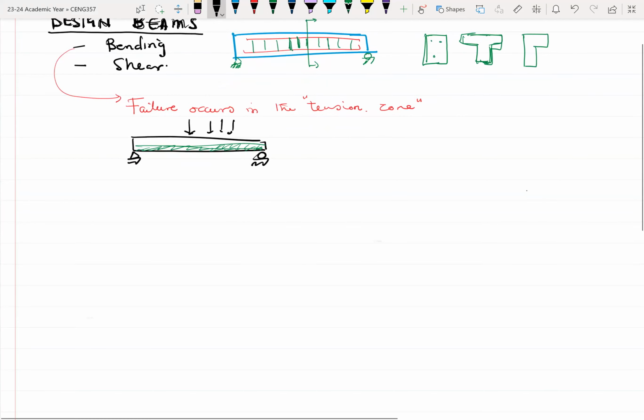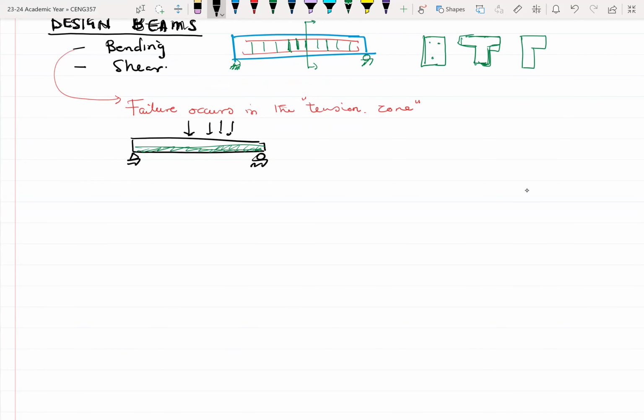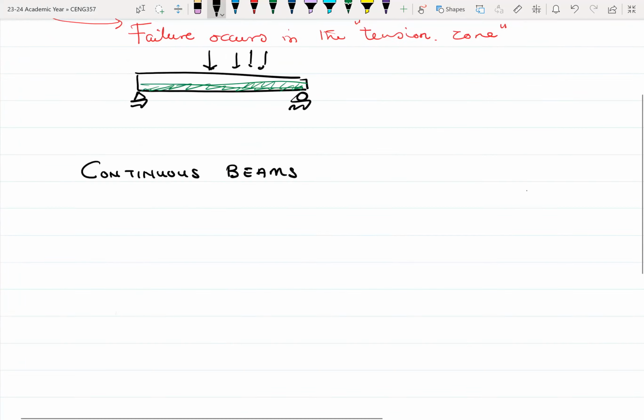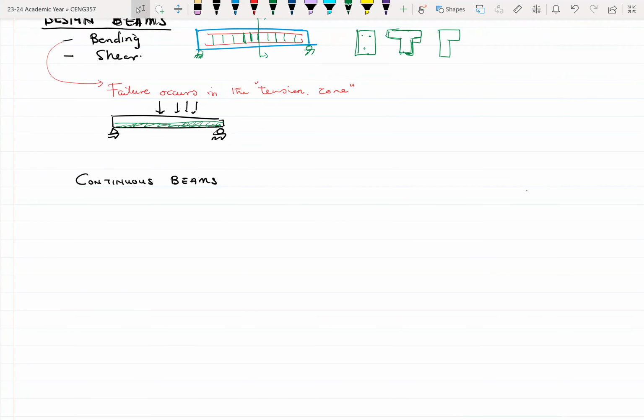So let's move to something slightly different. What if instead of a simply supported beam, we look at continuous beams? Because anytime you go to a site, you hardly come across a simply supported beam.